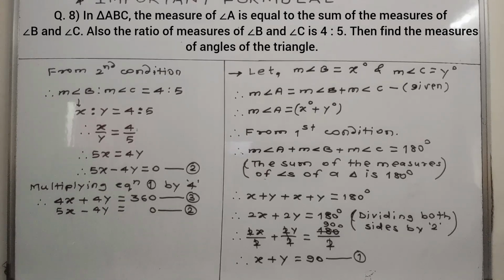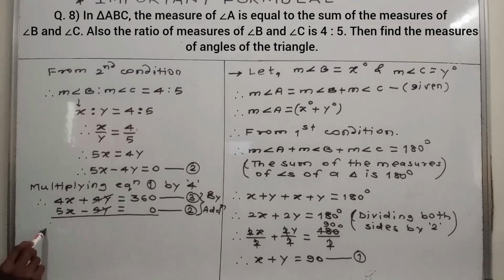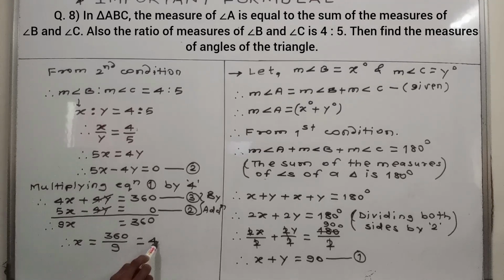Now here signs are opposite. Therefore by addition, okay, we add these. Plus 4y minus 4y cancelled. Therefore, 9x is equal to 360. Therefore, x is equal to 360 upon 9. Therefore, what is 40? x is equal to 40.